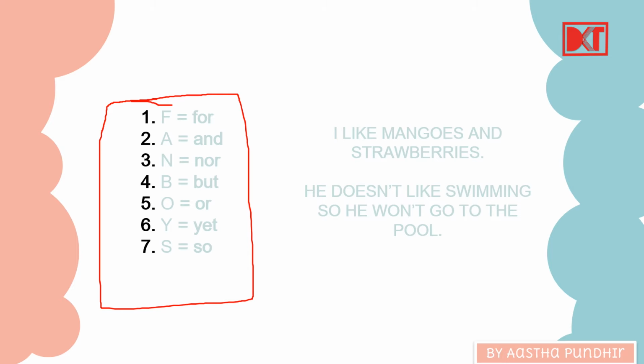Mnemonic कहते हैं हम इसे, जो short form है ना, FANBOYS. F for for, A for and, N for nor, B for but, O for or, Y for yet, and S for so. All these are coordinating conjunctions. All right. Let's see a few examples.